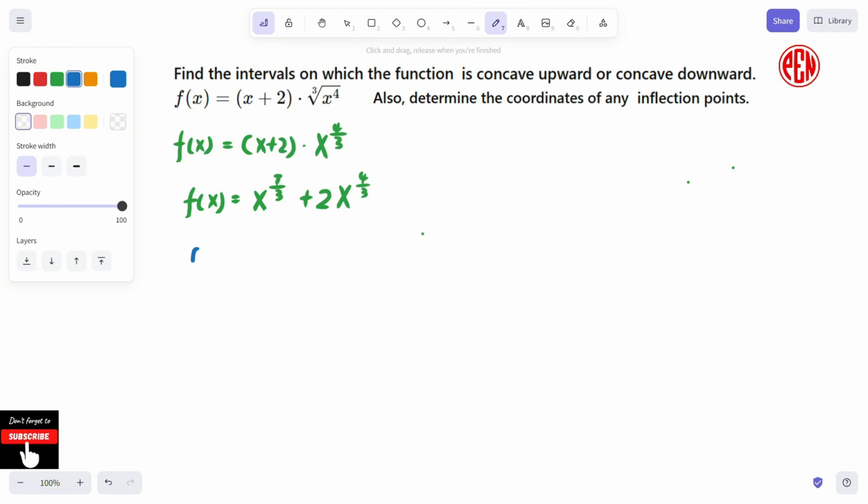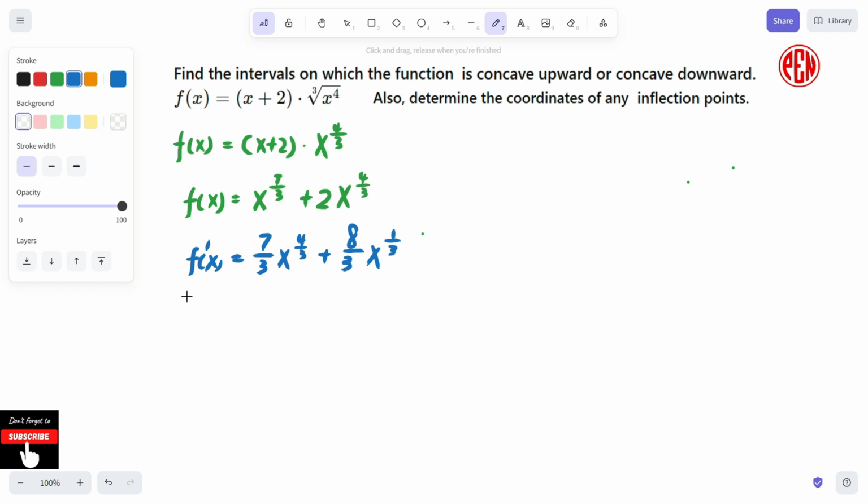Next step is the first derivative. Now we find the first derivative by applying the power rule to each term. The derivative of x to the 7/3 is 7 divided by 3 times x raised to the power of 4/3. The derivative of 2 times x to the 4/3 is 8 divided by 3 times x raised to the power of 1/3. So the first derivative consists of those two terms added together.